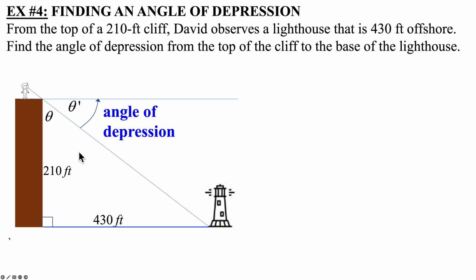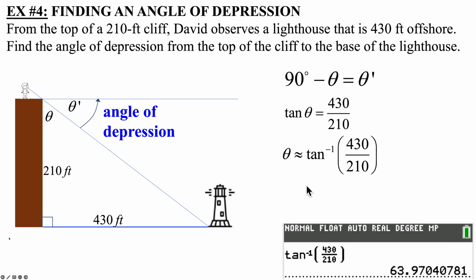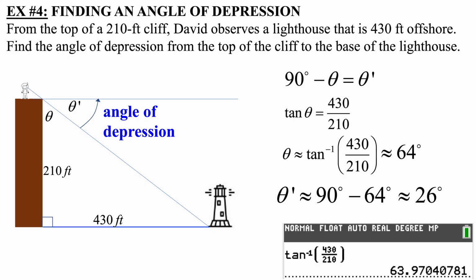So again, no hypotenuse. We're going to have to go with tangent of theta is equal to 430 over 210. If you want to cancel zeros, you're more than welcome to. So the inverse tangent of 430 over 210, or 43 over 21, will be 63.97. Okay, to me, that's close enough to 64 degrees. Take that 64, we'll take it back up here, subtract it from 90. Let's find its complement, 26 degrees. That is my angle of depression.